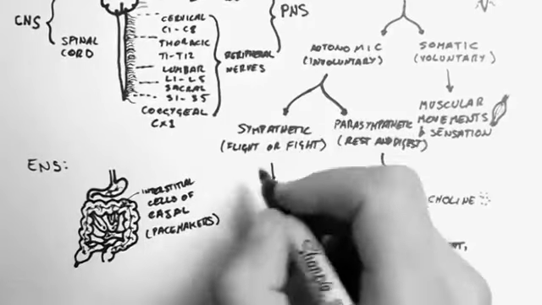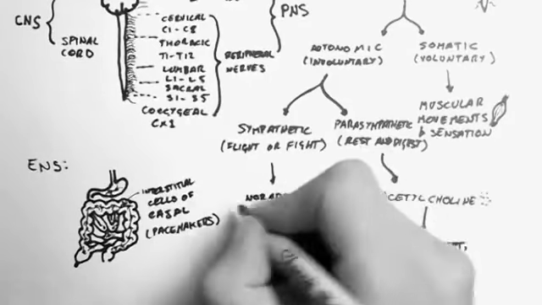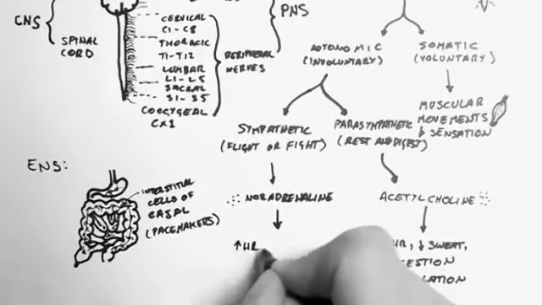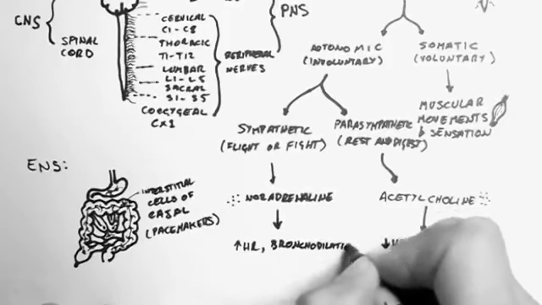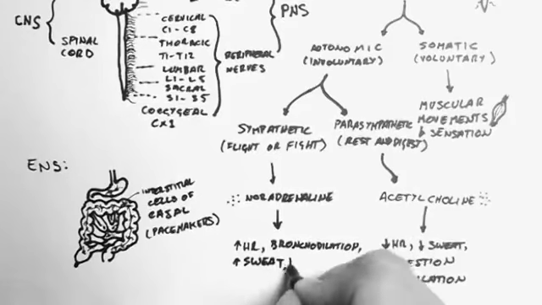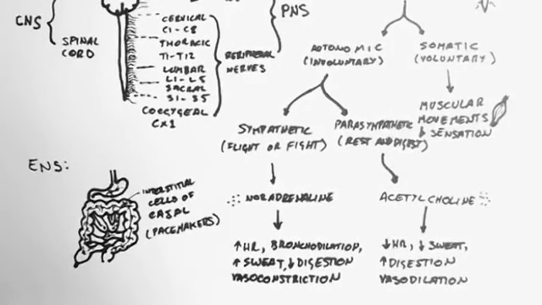Whereas a sympathetic system is characterized by noradrenaline release, or norepinephrine if you're in America. And these causes increased heart rate, bronchodilation, increased sweat, decreased digestion, and vasoconstriction. So the opposite to the parasympathetic nervous system. And these are functions you need in a flight or fight situation. And that's an overview of the divisions of the nervous system.